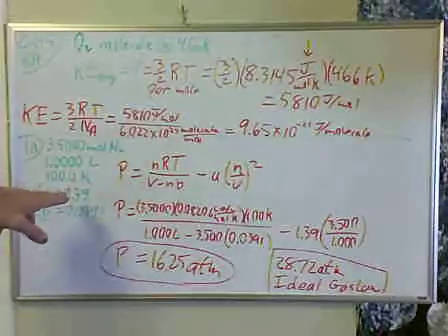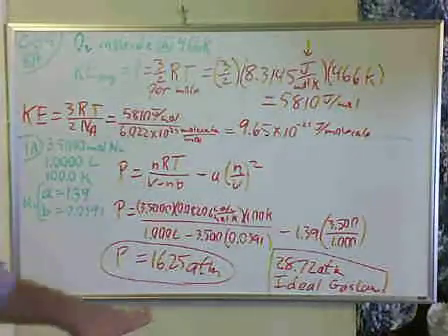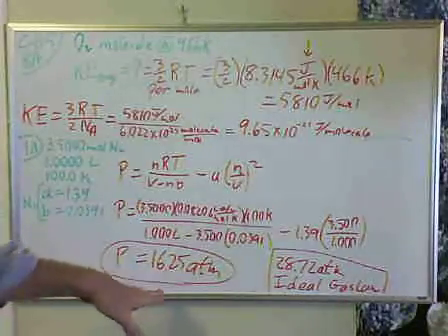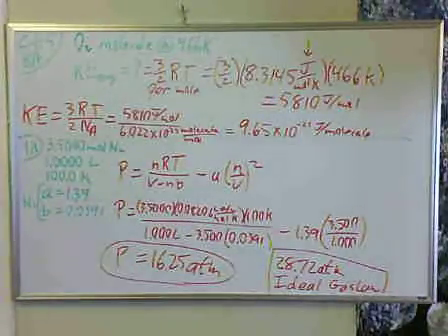So at the 100 Kelvin, we see that we have a significant deviation from the ideal gas law. So the ideal gas law is not appropriate down at this cold temperature.